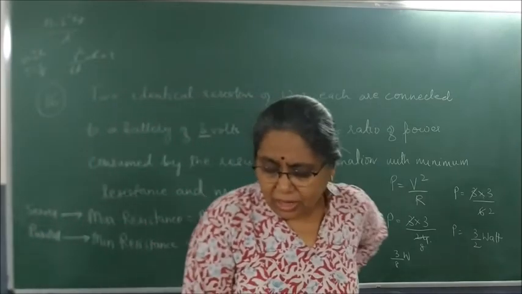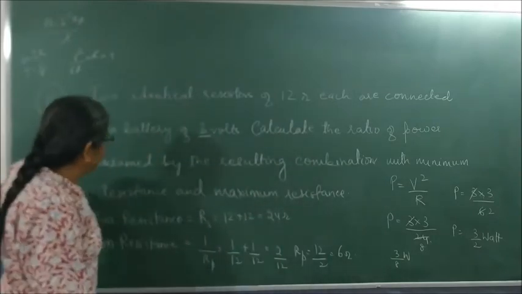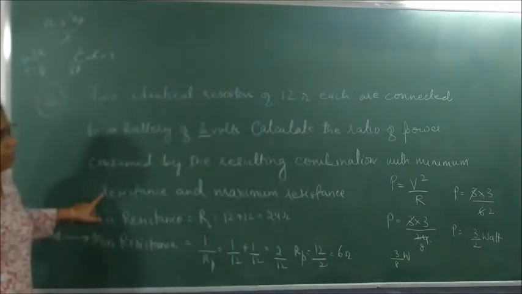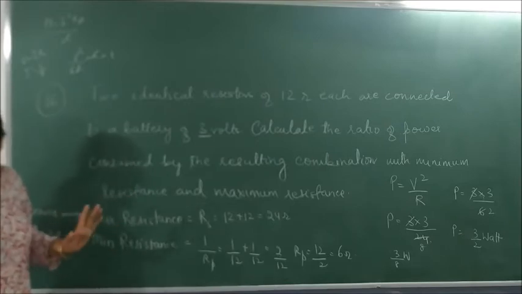Now, what is the ratio of minimum resistance to maximum resistance? Minimum resistance is 3 by 2 watts and maximum resistance is 3 by 8 watts. Okay.